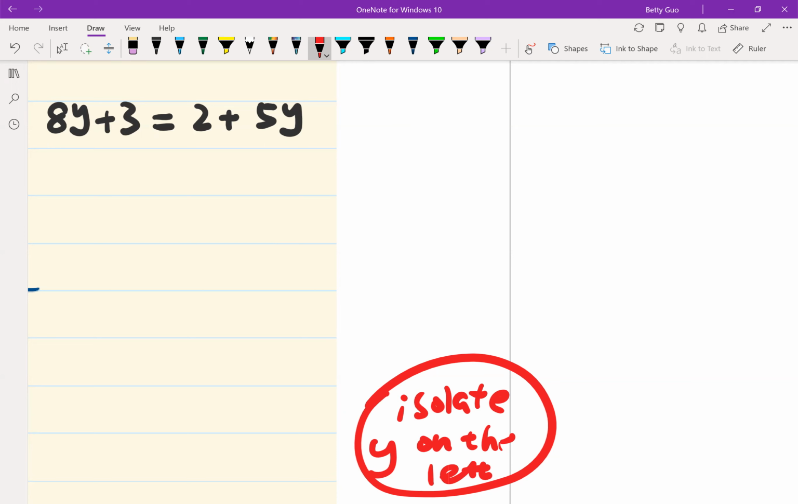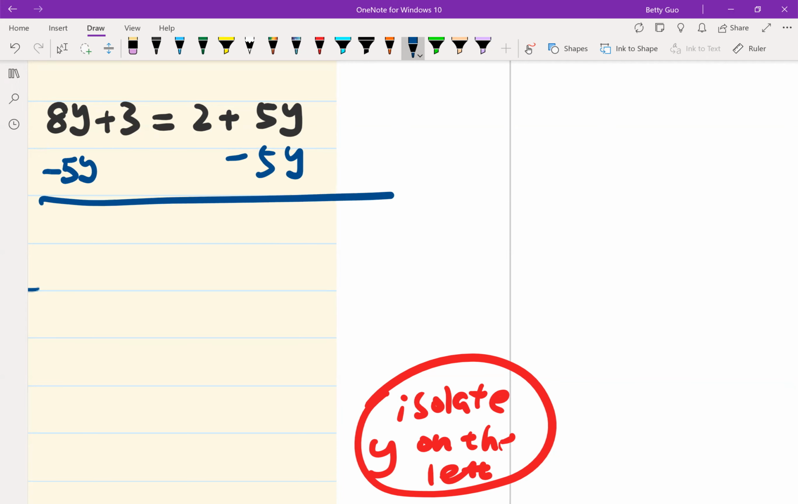So the first method, you can do this. You don't want a 5y to stay on the right-hand side. You can subtract 5y from the right, but you have to do the same thing to the left. So you subtract 5y from both sides. Then let's see what we have. You bring down 2. 5y and negative 5y cancel, right? On the left, 8y minus 5y, you have 3y. 8 minus 5 is 3y, and bring down 3. Correct?